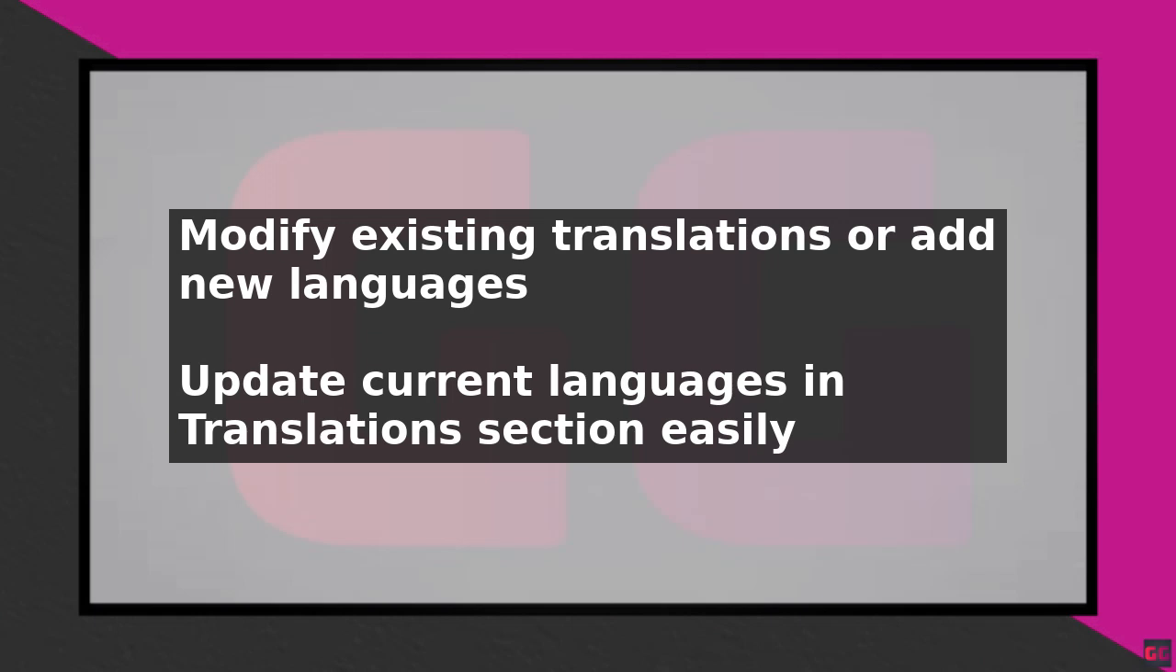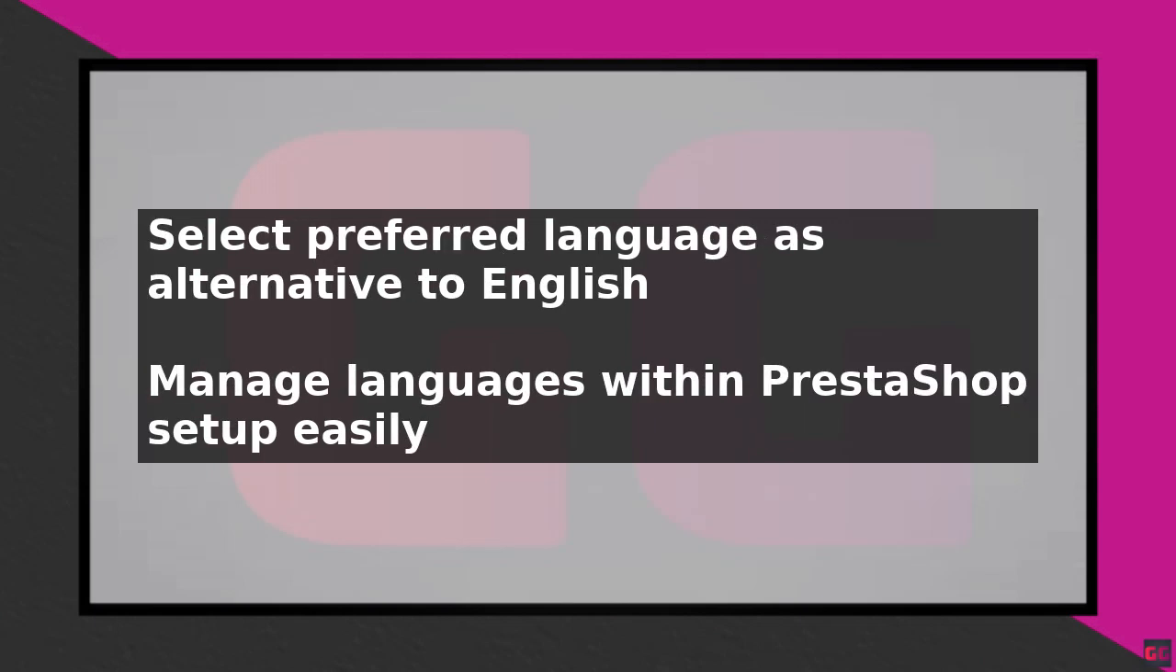In the Translations section, you can modify existing translations, add new languages, or update current ones. To add a language, click on the relevant option and select the language you prefer, which can be an alternative to English. The process allows for easy management of languages within your PrestaShop setup.